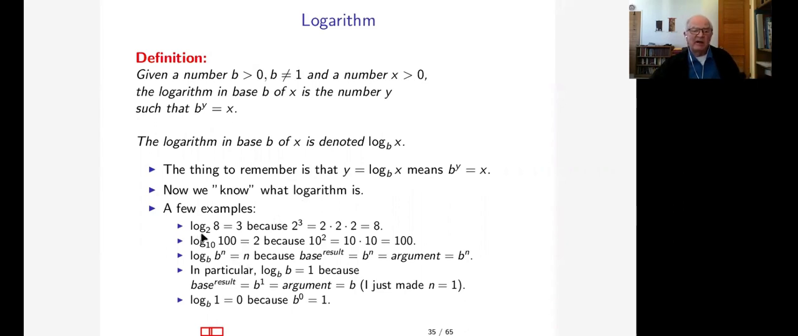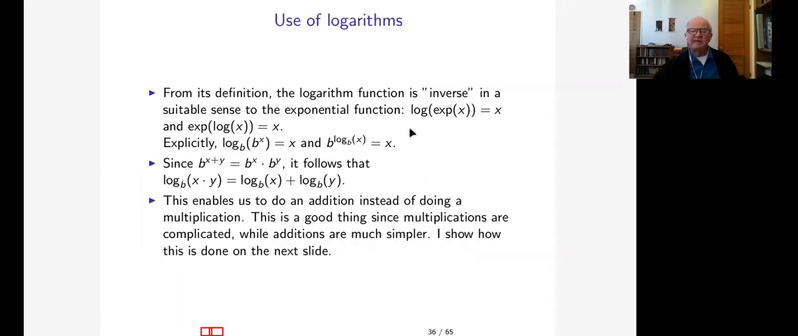A few examples. Log in base 2 of 8 is 3. And why is that? Because 2 to the third power is 8. Log in base 10 of 100 is 2. And that's because the base to the second power, 10 to the second power, is 100. Log in base b of b to the n is n. That comes directly from the definition. Log in base b of b is 1. And log in base b of 1 is always 0, because b to the 0 is 1. So these are just examples. If you didn't get these details, never mind. You'll perfectly understand what comes next.